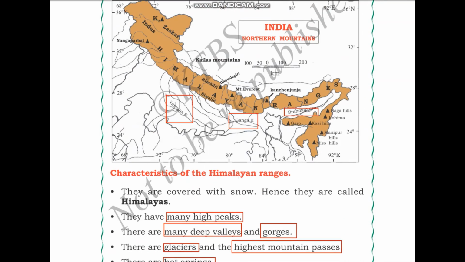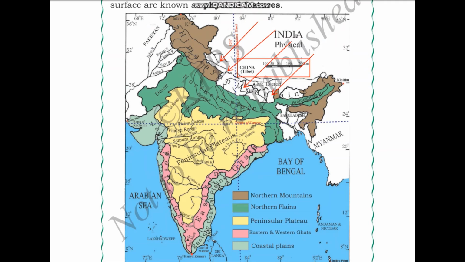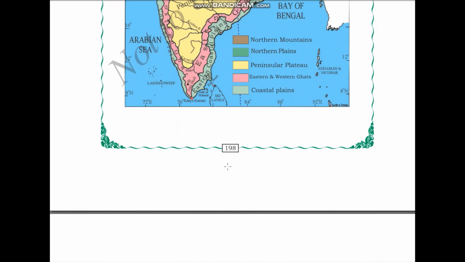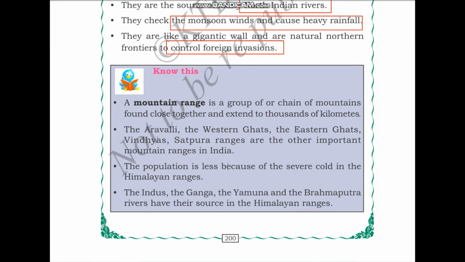Because the weather conditions are so extreme, it is not very easy to get access into India because we have a big barrier here. So we can assume that Himalayas are acting as a big barrier in this region. Therefore, if anybody is trying to enter our country, they act as a natural barrier. Okay? So these are the advantages of Himalayas. If you want to know more about Himalayas, you can refer to this section.